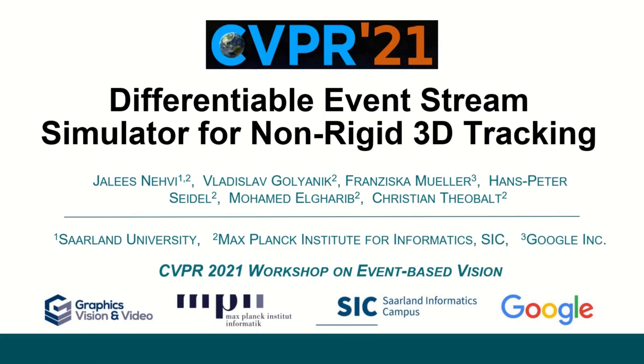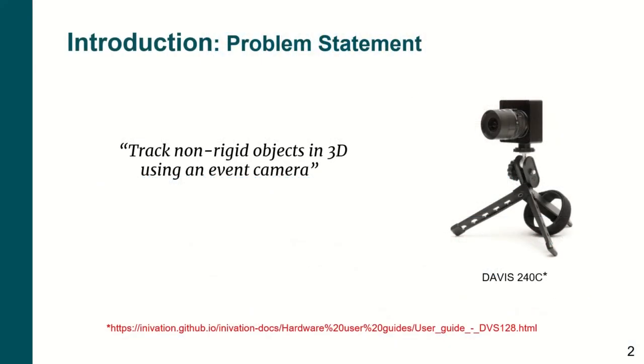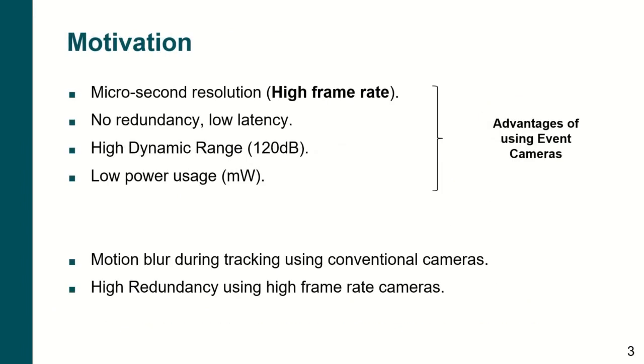Hello everyone, my name is Jalis Mevi and I present our work titled Differentiable Event Stream Simulator for Non-Rigid 3D Tracking. Our goal here is to track non-rigid 3D objects using an event camera. Since tracking fast-moving and deforming objects using conventional cameras often results in motion blur and redundancy, we leverage the advantages offered by the event camera like high temporal resolution, low redundancy, and high dynamic range to perform non-rigid 3D tracking.